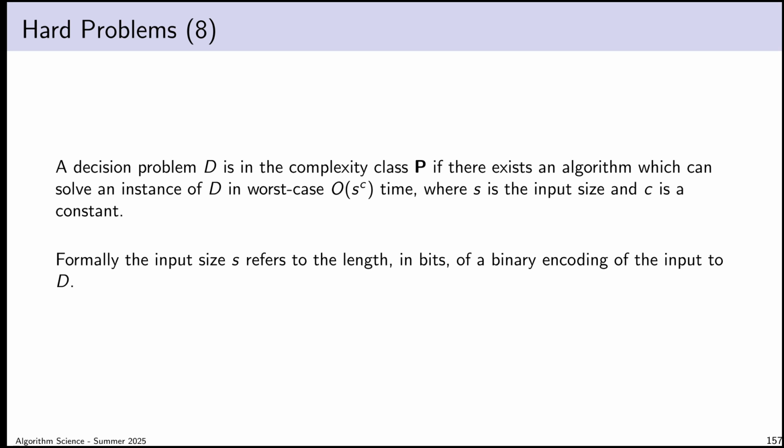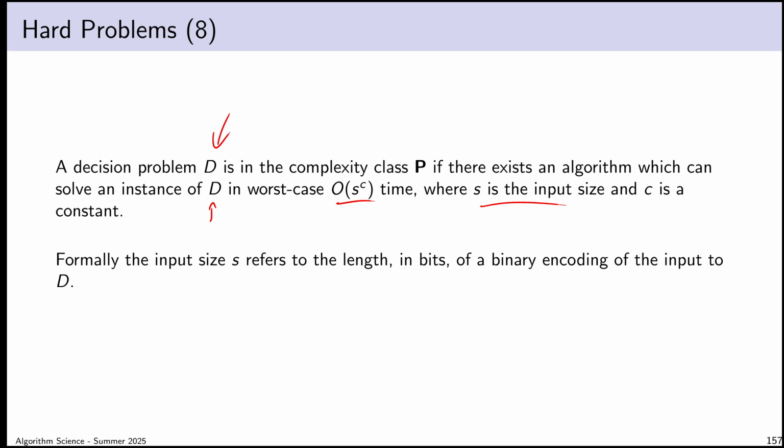Great, okay, so what is the complexity class P? A decision problem D is in the complexity class P if there's an algorithm that can solve some input instance of D, in worst case, polynomial time in S, where S is the size of the input.